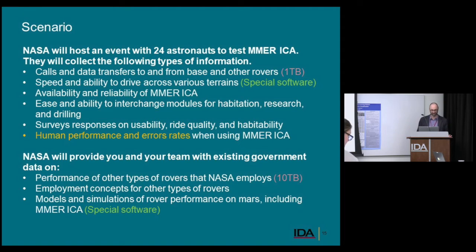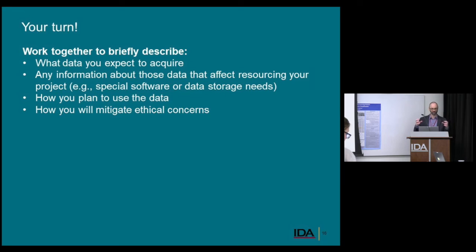So given all this information, what we'd like you to do, with your small groups, is work to describe what would be the beginning of a data management plan: the data you need to acquire, and information about how that data will affect the resourcing you need for your project. Again, we're in the planning stage. So what resources are you going to need to properly exploit these data, how are you going to use it, and how are you going to mitigate any potential ethical concerns associated with the data? So you have the scenario. Go work with your small groups, take about 5 minutes to discuss it. You may not be able to get to all of these topics, but try to tackle at least one or two. And Heather and I will circulate to answer any questions you might have.